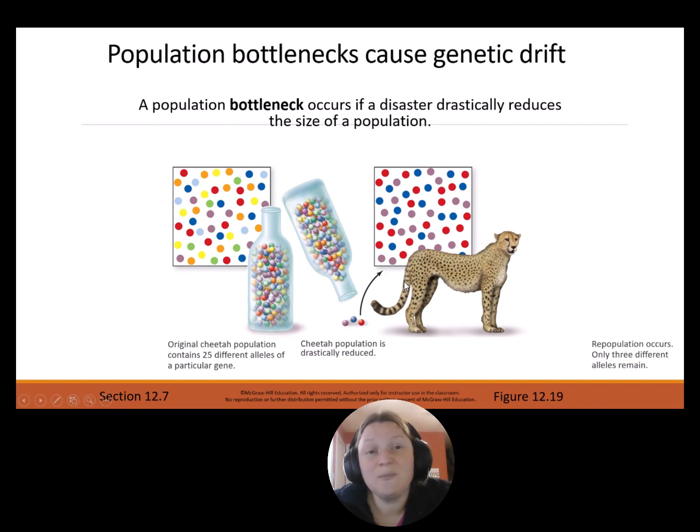We see a lot of implications for bottlenecks and a lot of problems with bottlenecks in conservation. A classic example is the cheetah population. Cheetahs have undergone a severe bottleneck due to human interactions, and this has led to a major loss in genetic variability within cheetah populations.